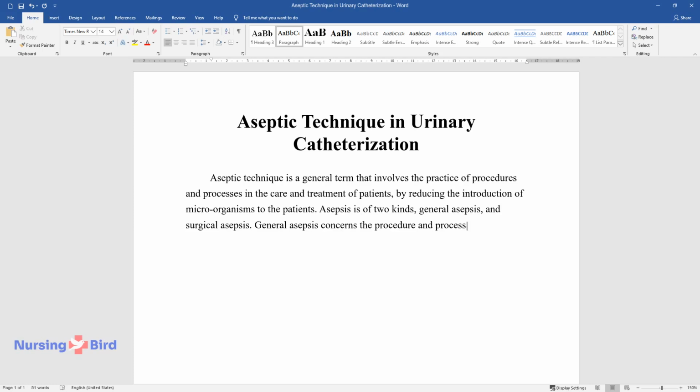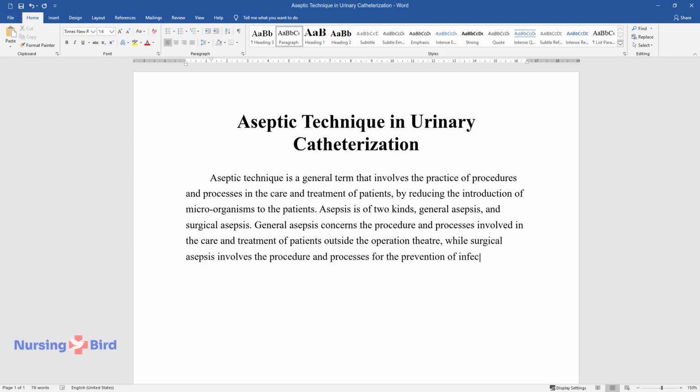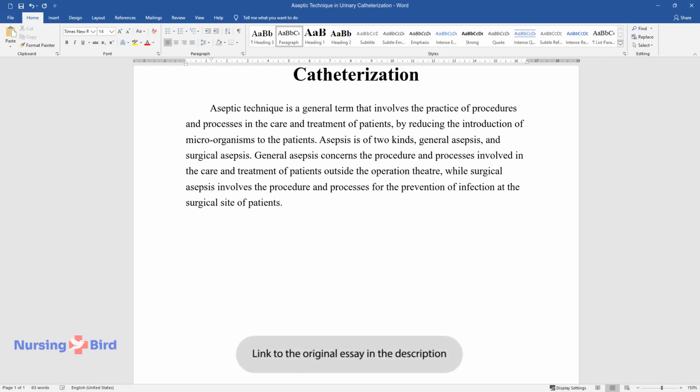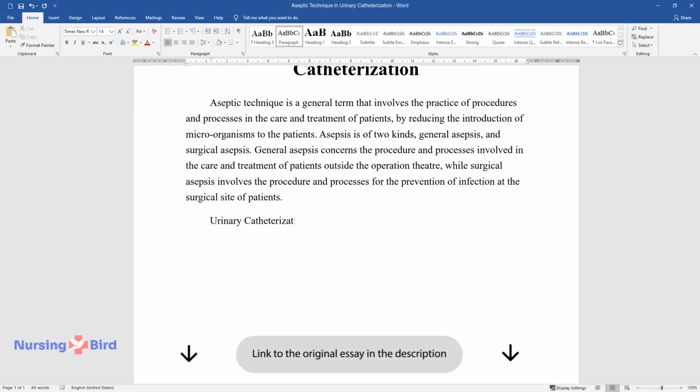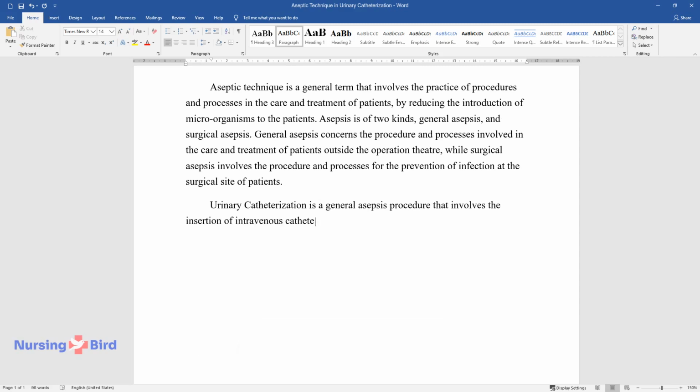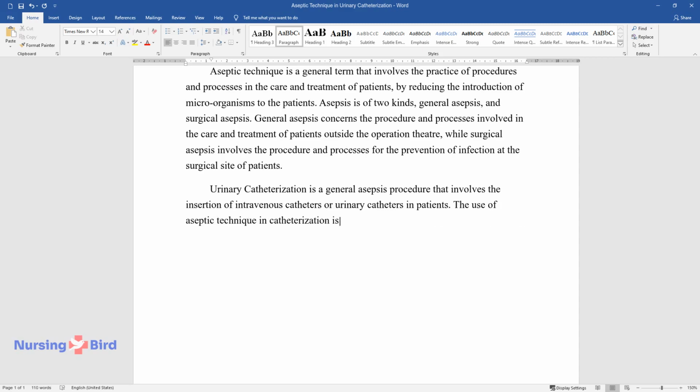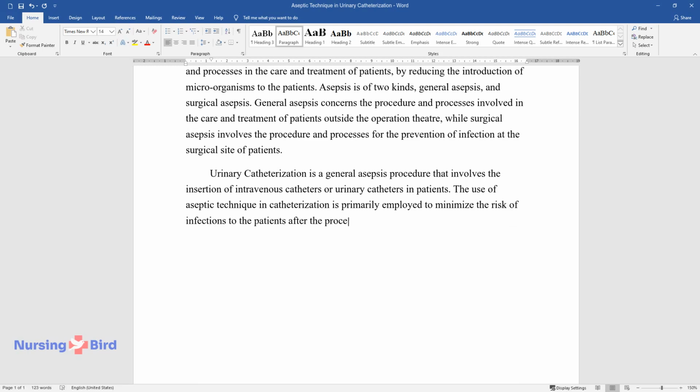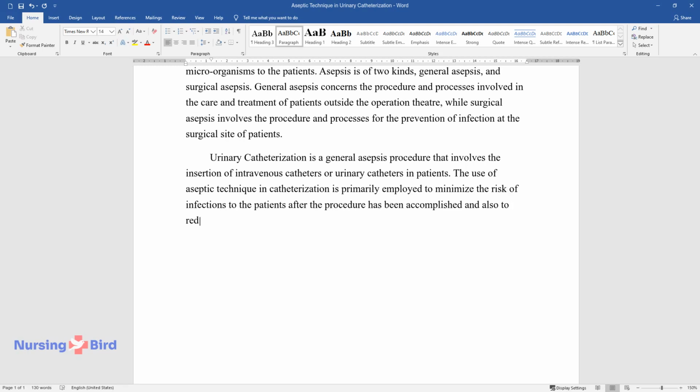General asepsis concerns the procedure and processes involved in the care and treatment of patients outside the operation theater, while surgical asepsis involves the procedure and processes for the prevention of infection at the surgical site of patients. Urinary catheterization is a general asepsis procedure that involves the insertion of intravenous catheters or urinary catheters in patients. The use of aseptic technique in catheterization is primarily employed to minimize the risk of infections to the patients after the procedure has been accomplished and also to reduce the risk of infectious microorganisms to service providers.